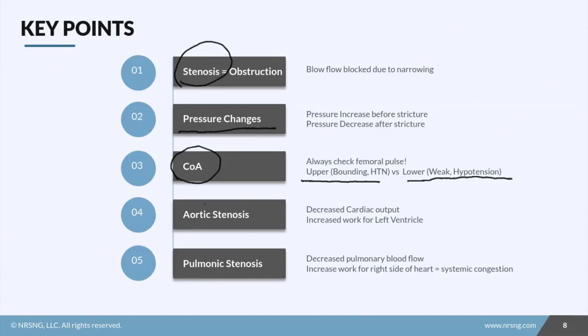The major problem with aortic stenosis is that it severely affects cardiac output, decreasing it, and then increases the work for the left ventricle. And pulmonic stenosis causes a decrease in pulmonary blood flow, and it's increasing the work for the right side of the heart, which can cause systemic congestion and symptoms like edema. And all of these defects are going to require surgery or catheterization to help open up that stenosed area and restore normal blood flow.